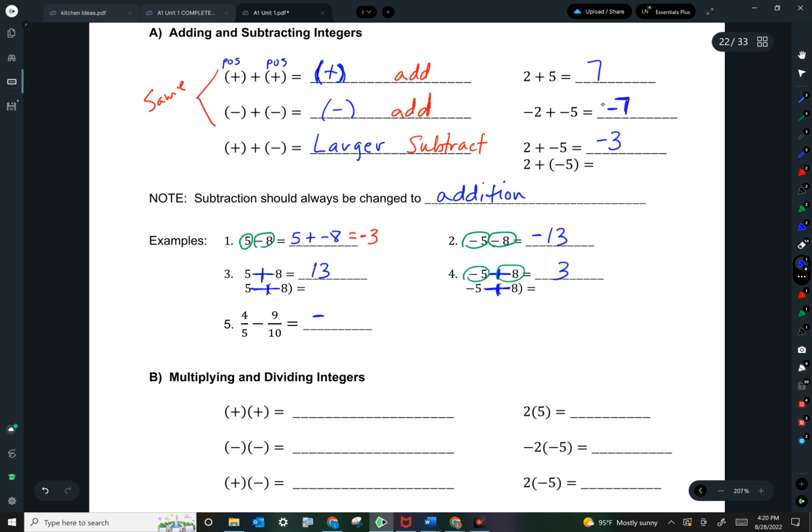But I still have to get a common denominator, because they're fractions. Well, let's see. I think my common denominator is going to be 10. So that means I'm going to multiply both the top and the bottom by 2. So I actually have 8 minus 9 for my numerator. I didn't mean to put a negative, I added an extra negative, sorry about that. 8 minus 9, so I'm going to end up with a final answer of negative 1/10.